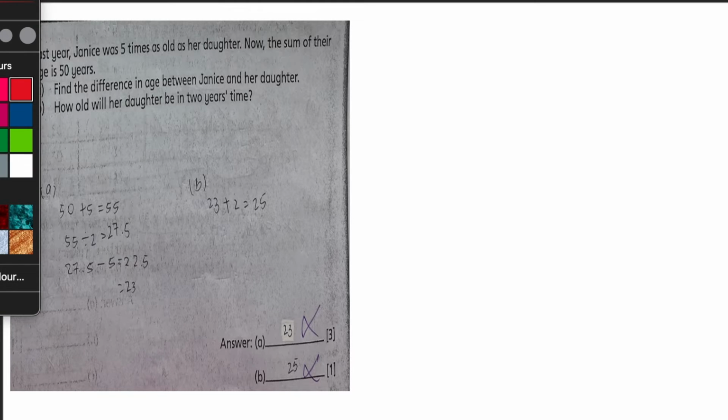This question, okay, I don't know why you actually plus 55, because here it says that Janice was 5 times as old as her daughter. What is the meaning? The meaning is, if the daughter is 1 cube, right, then she will be 5 cubes, so it makes it 5 times.